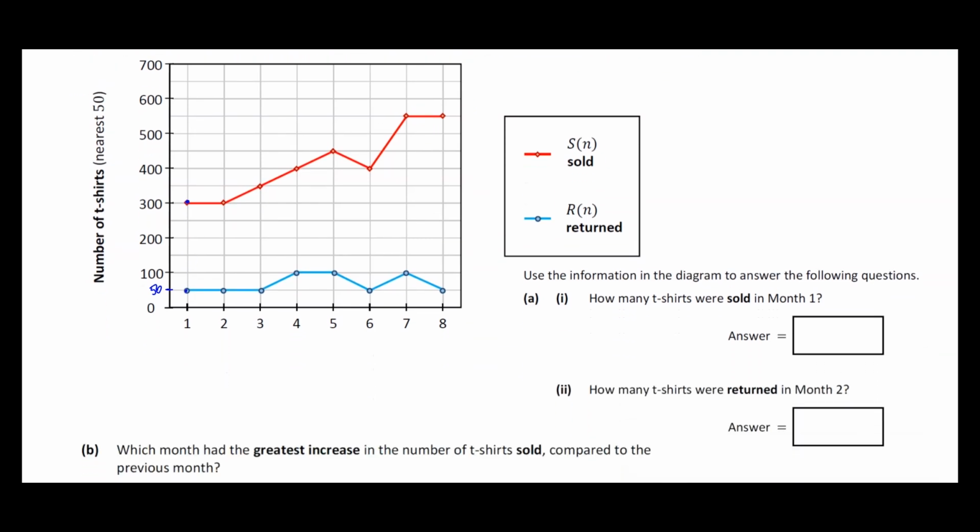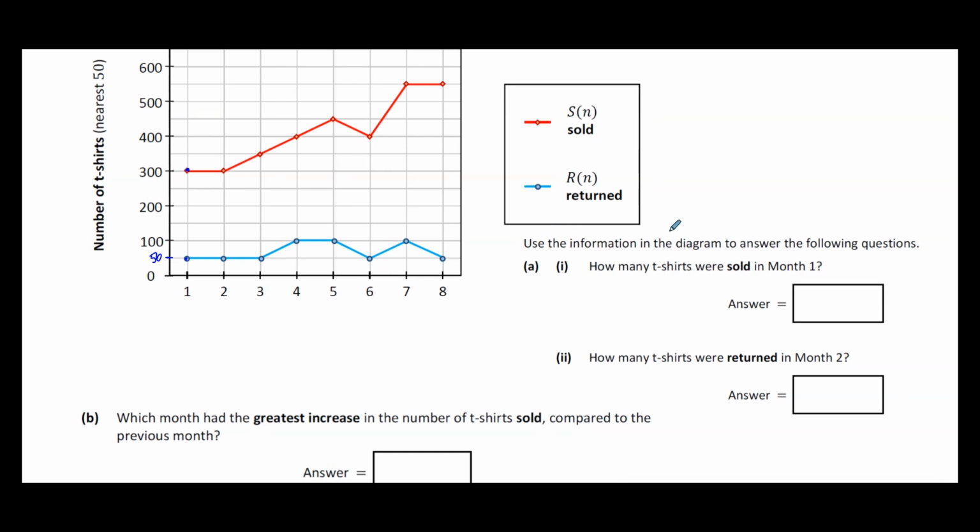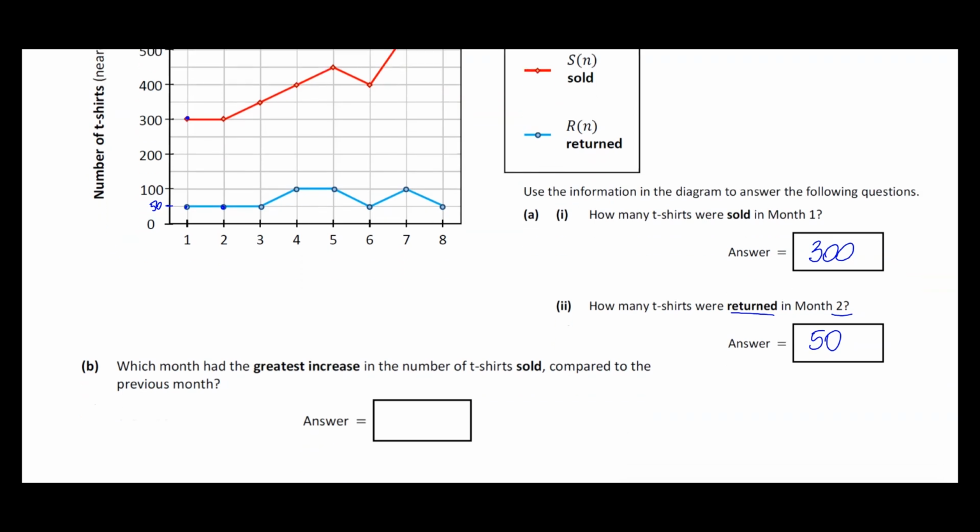Okay, so now let's answer our question. Use the information in the diagram to answer the following question. How many t-shirts were sold in month 1? We just answered that: 300. Now, how many t-shirts were returned, this time in month 2? So I'm looking at 2 and a blue one because that's returns, and I can see it is the same 50 as in month 1.